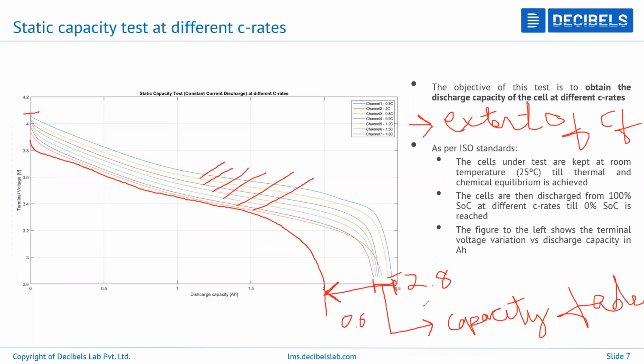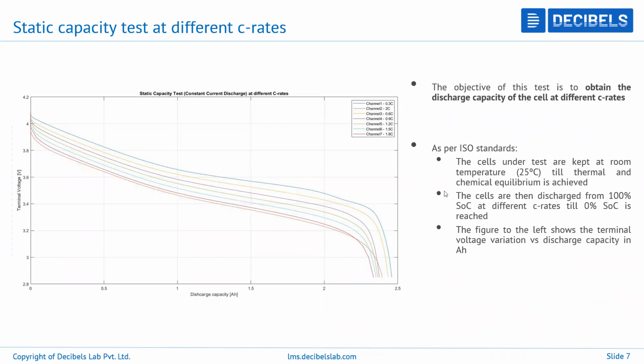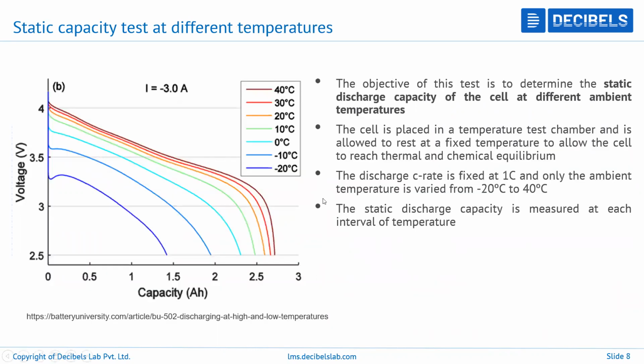Okay. So there is also another capacity fading that can occur, and that is because of temperature, which we will take a look at in the next slide. So this is the same test, but at different temperatures. In the previous test, we saw that the temperature was fixed. But in this case, temperature is varied, but the amount of current being discharged from the cell will be fixed. So this is again the same cell, a 2600 mAh cell, but here the amount of current being drawn is fixed.